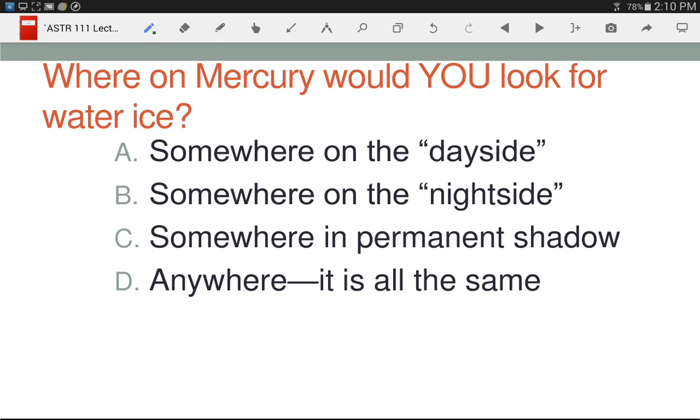It is all the same. I just think that's a funny answer. It is not all the same, in other words.